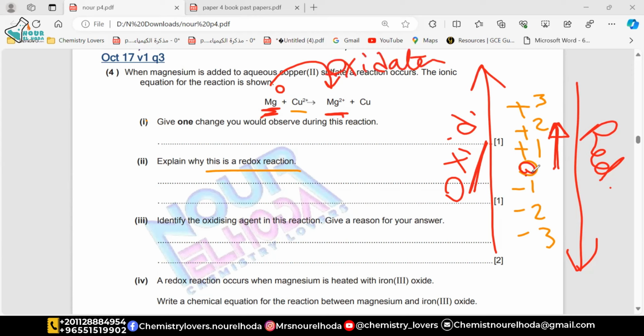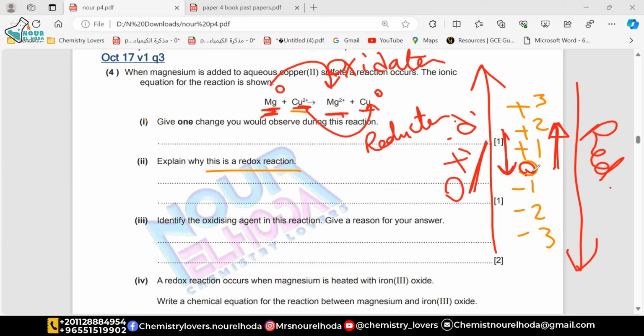And then copper positive 2 becomes copper. It was positive 2, it will become 0. So what's happening to the copper? Reduction, because it goes from positive 2 to 0. Can I say it's a redox reaction or not? Yes, I can.